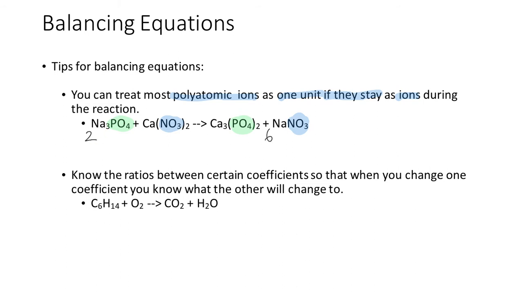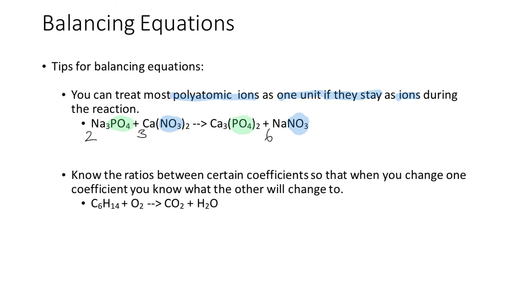If I have 6 over there, then I'm going to need, well, I've got 6 NO3s now, and I've only got 2 there, so I'm going to need a 3 over here, and that balances out the calciums as well. The 3 calciums there match the 3 there, and so now I'm all balanced.